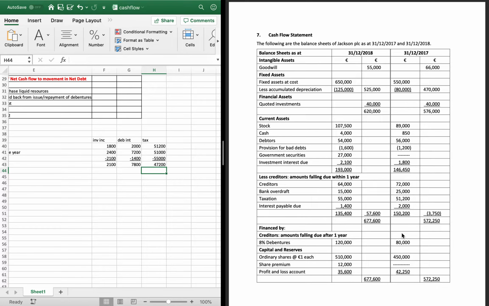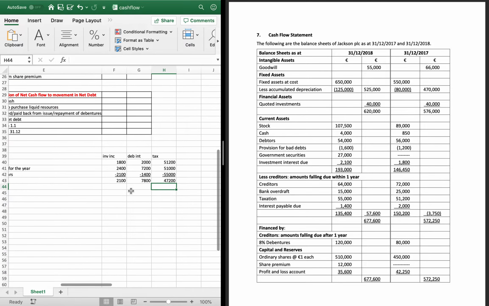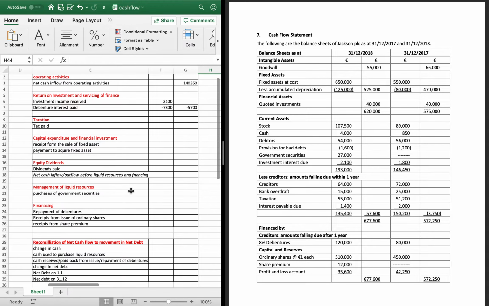Now, some of the questions will say the taxation bill from last year was paid. And if that was the case, it would be 51,200. You would have paid, or the bill for the year must be whatever you owe. I'll show you that in one of the other questions when it's given, but that's the process. So it's 47,200 is the expense, or the amount we've paid. Of course, that's a minus because we pay tax.